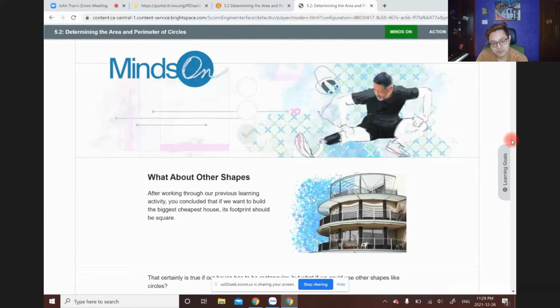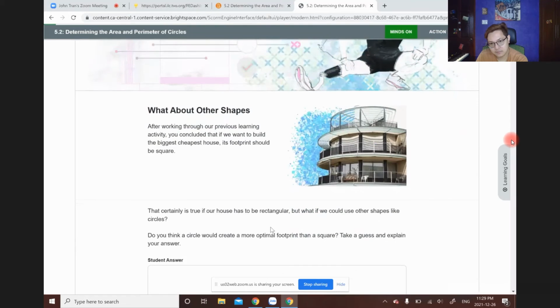About other shapes. After working through our previous learning activity, we conclude that if we want to build the biggest, cheapest house, its footprint should be square. That is certainly true if our house has to be rectangular. What if we could use other shapes like a circle? Do you think a circle would create a more optimal footprint than a square? Take a guess and explain your answer.